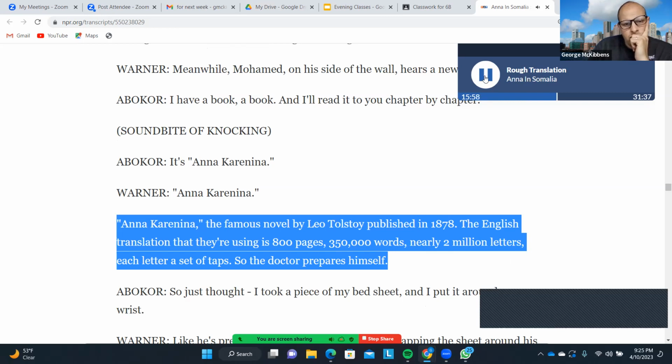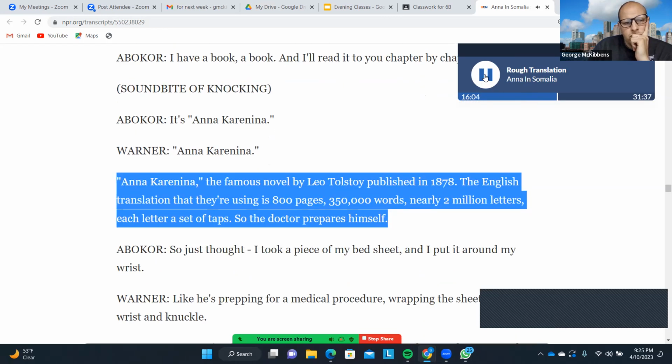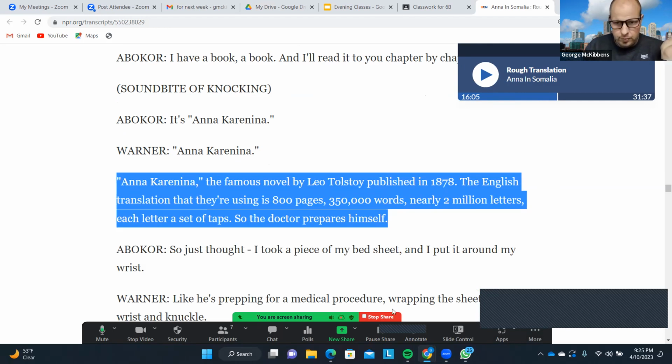So the doctor prepares himself. So to start, I took a piece of my bed sheet and I put it around my wrist. I'm going to pause it right here. The doctor is essentially getting to work, as his job is to heal people. And he realizes that his neighbor is losing his mind, and he's going to tap this entire book, letter by letter, against the wall.